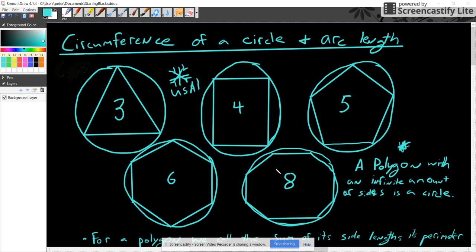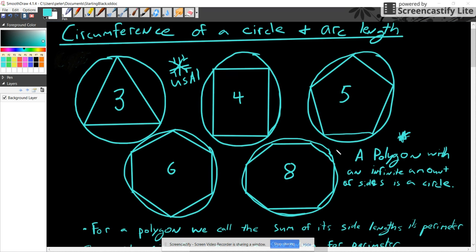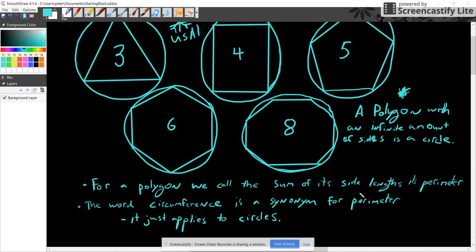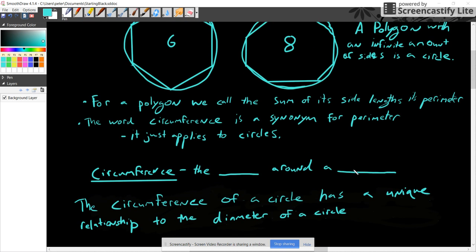This octagon is our best estimate for the perimeter. The perimeter of this octagon is our best estimate for the circumference of the circle, but it's not perfect. It's going to get better and better if I have a polygon with an infinite amount of sides, and this polygon would be called a circle. So that is a good way of thinking about what circumference is and how it relates to perimeter. Circumference is a synonym for perimeter. It just applies to circles. So that's a lesson there.